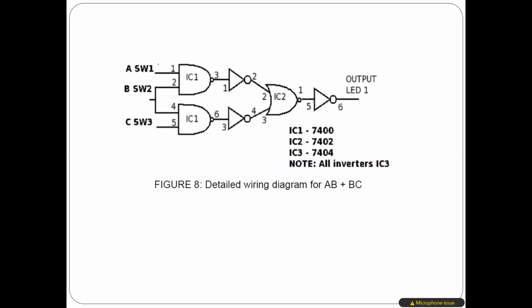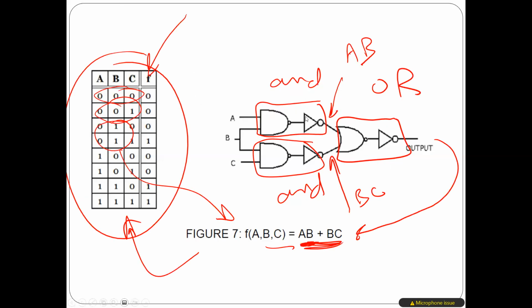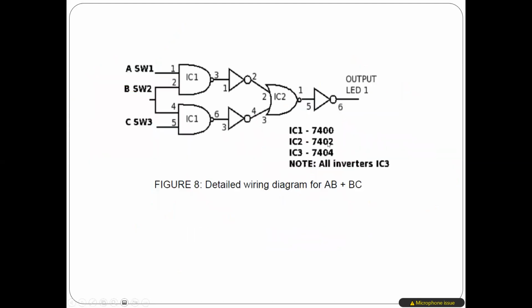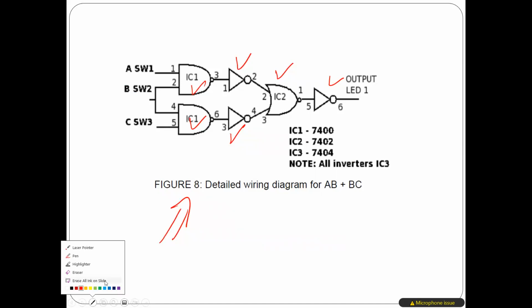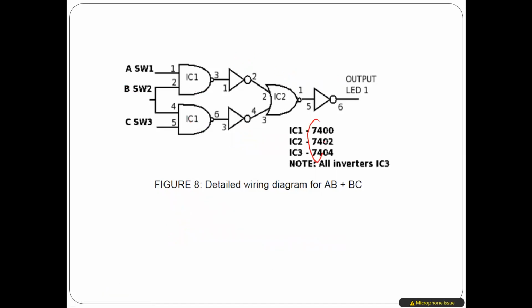One of the things here: if I want to implement this circuit using gates, using chips, we would usually do something like what you see in figure number 8. As you see in this figure, I need two NAND, three inverters and one NOR, okay? So I decided to use three chips, and these chips are part of the 74 family, okay?